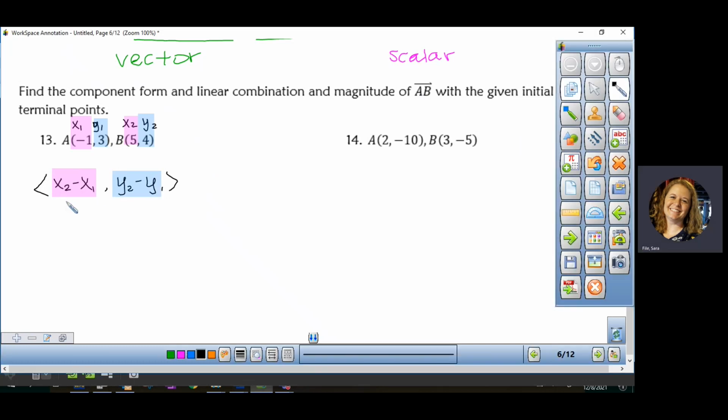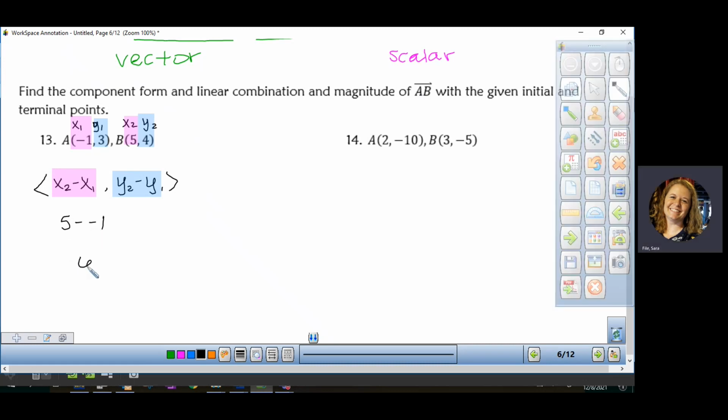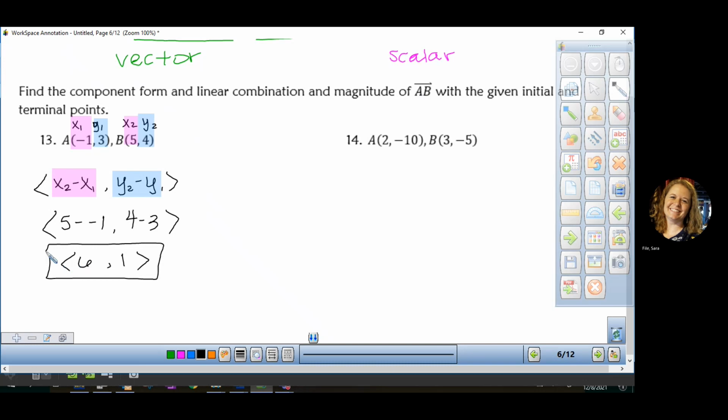The order in which you subtract does matter. You have to go X2 minus X1. So 5 minus -1. That does turn into addition, so that's a 6. 4 minus 3. That's just a 1. So that is the component form of our vector.